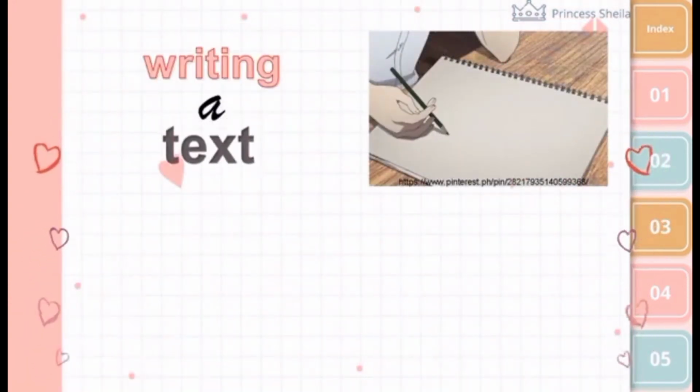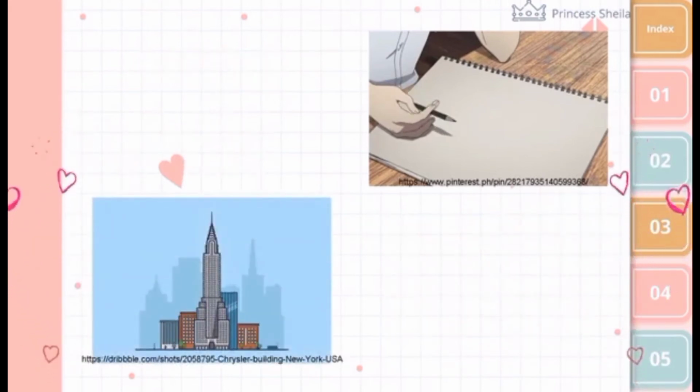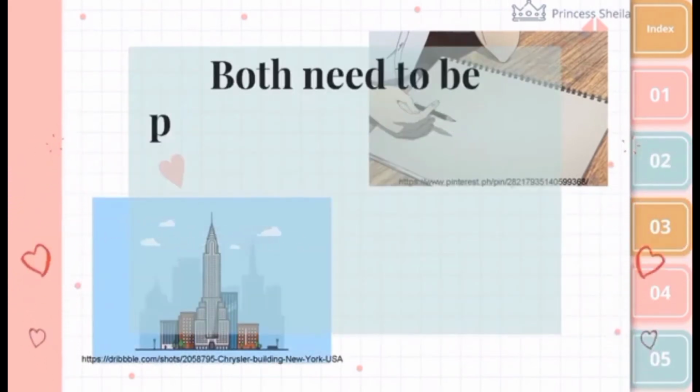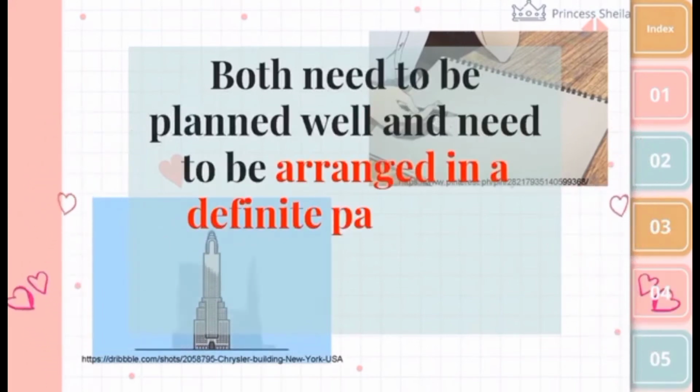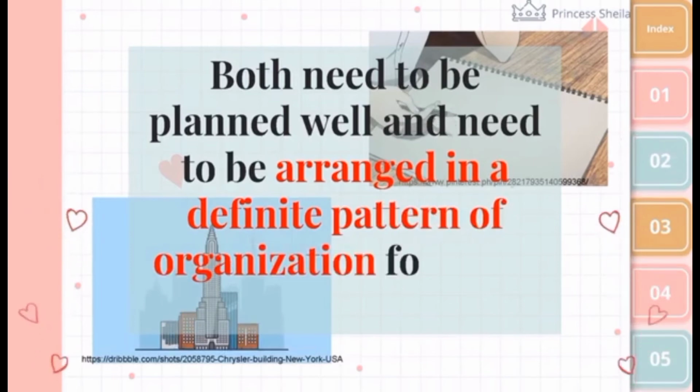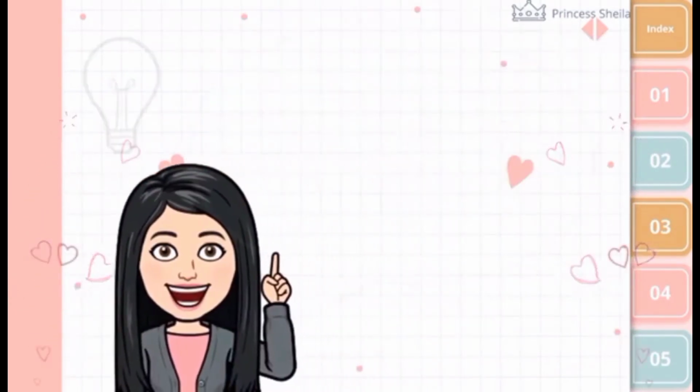Writing a text is like constructing a building. Both need to be planned well and need to be arranged in a definite pattern of organization in order for them to be excellently made. And that is what structure means.